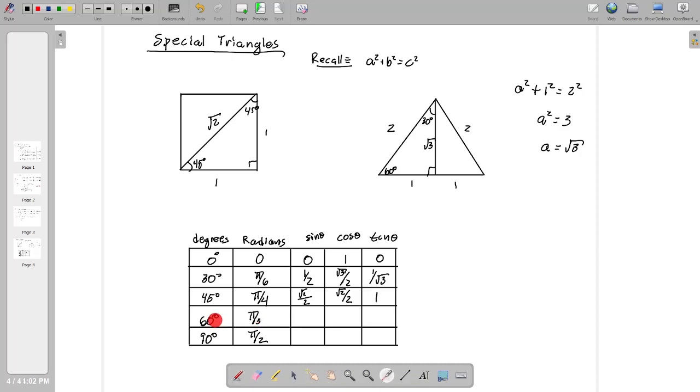Sine of 60 degrees will be opposite over hypotenuse, root 3 over 2. Cosine is adjacent over hypotenuse, 1 over 2. And tangent is opposite over adjacent, or root 3. So sine of 90 degrees is going to be 1, cosine is 0, and tangent is undefined.